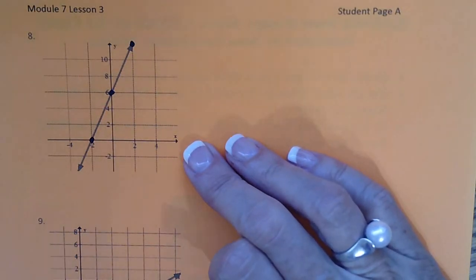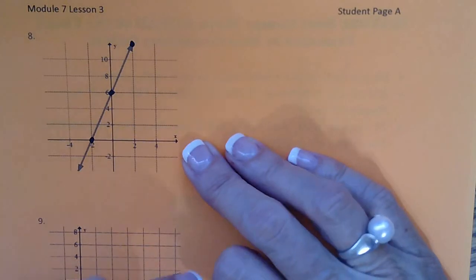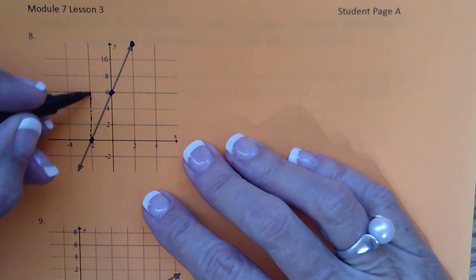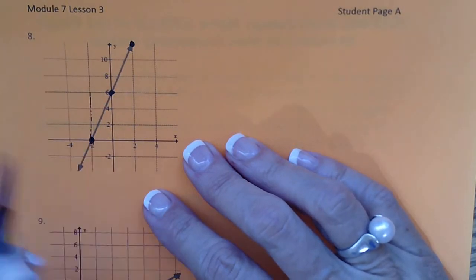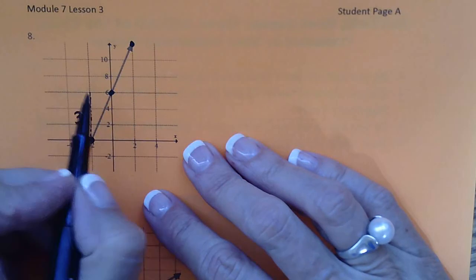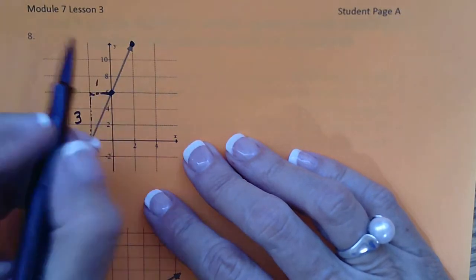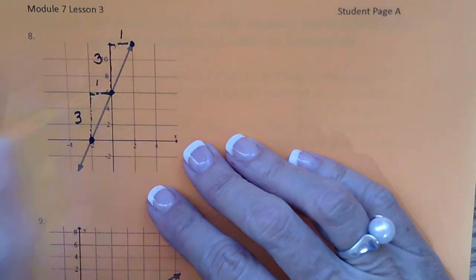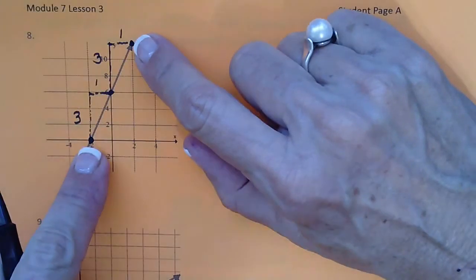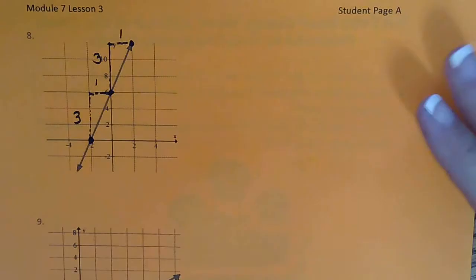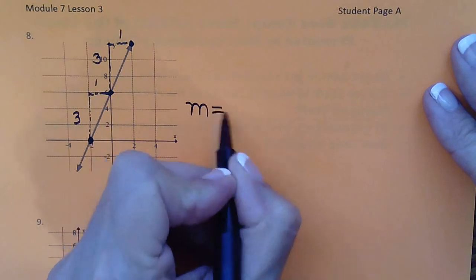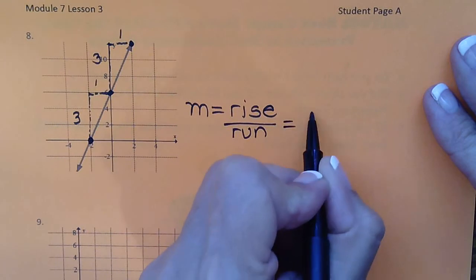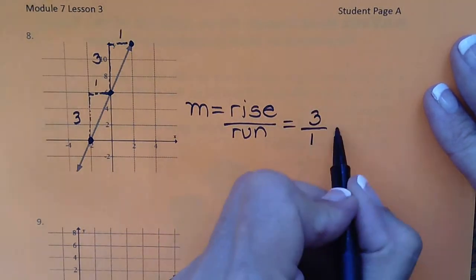No matter which 2 you pick, which we've had a couple of exercises on already, it doesn't matter which 2 points, because students always get nervous that they're going to pick the wrong 2 points. Starting with the left-hand point, it's rise 3, run 1. If you had started with this point, you would have risen 3, run 1, and got the exact same. If you had picked those 2, it would have been 6 over 2, which simplifies to 3 over 1. So m equals rise over run, which equals 3 over 1, or 3.